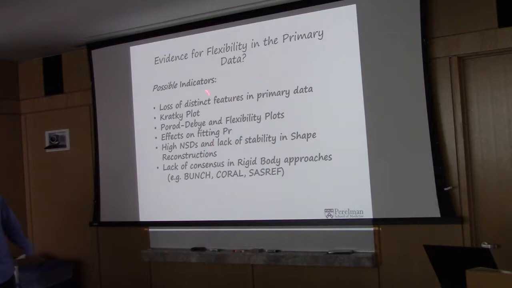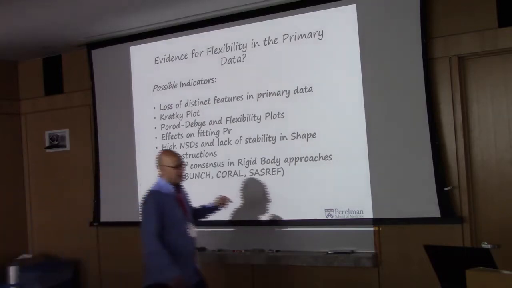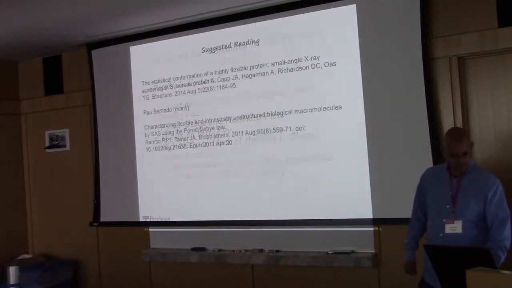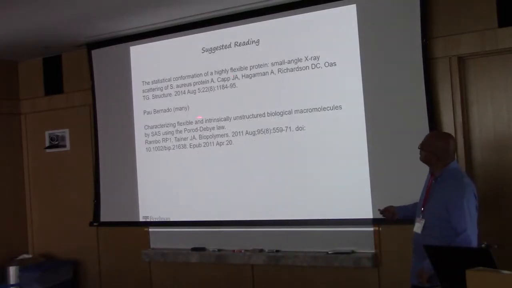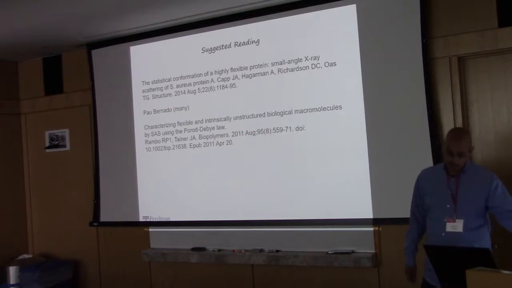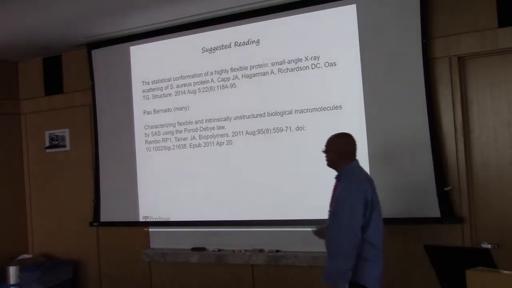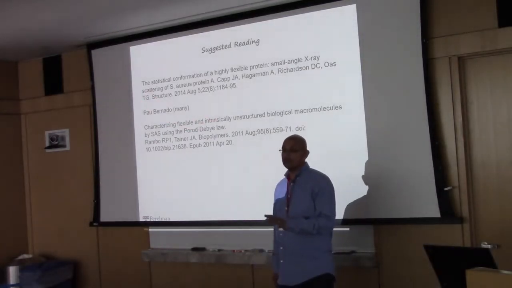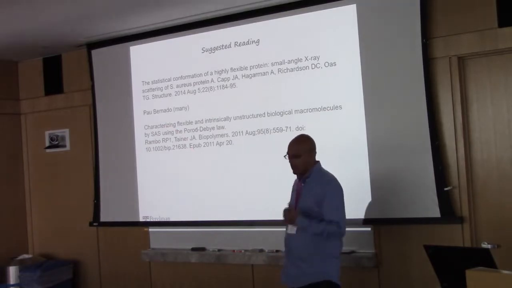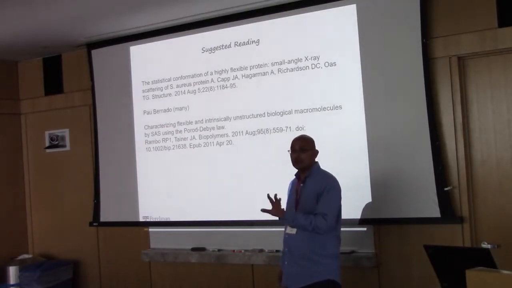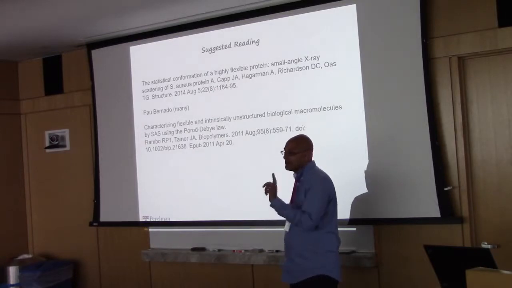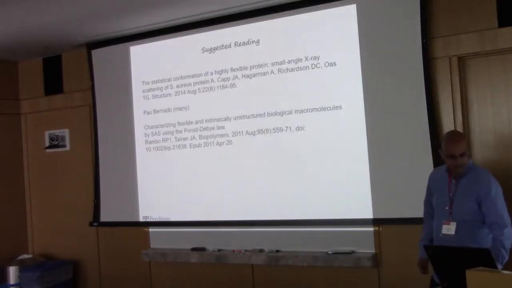Not going to cover all of them here, but this is a short list of things to look for in your data if you think you're dealing with a flexible system. These features are well documented. On my next slide I have some citations. You can look and get some ideas. Pau Bernadó out in Spain has many papers, including the EOM software, where he goes into this in detail. And there are a lot of great publications more recently as well that speak to this issue, but also the utility of SAXS to get at this issue. Very powerful technique in that regard.